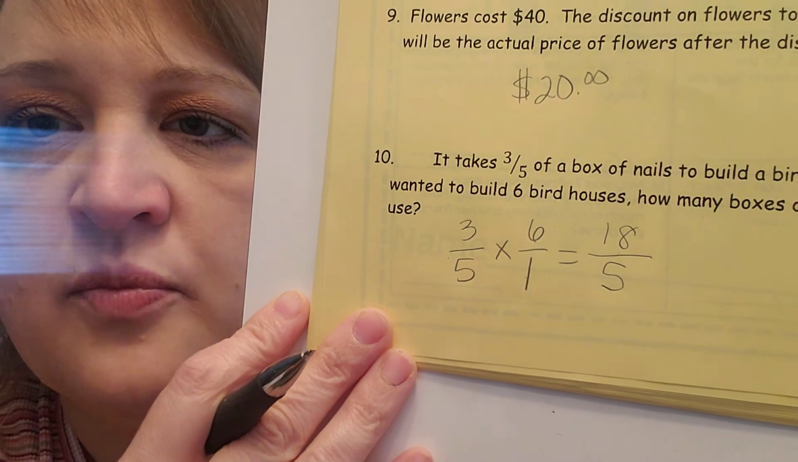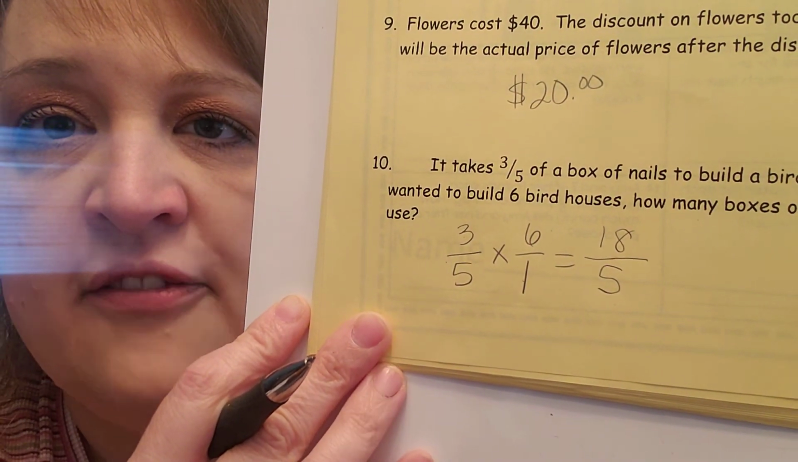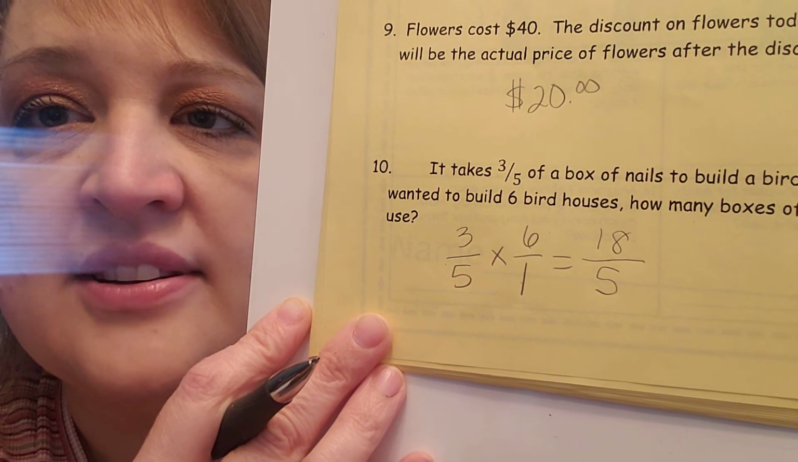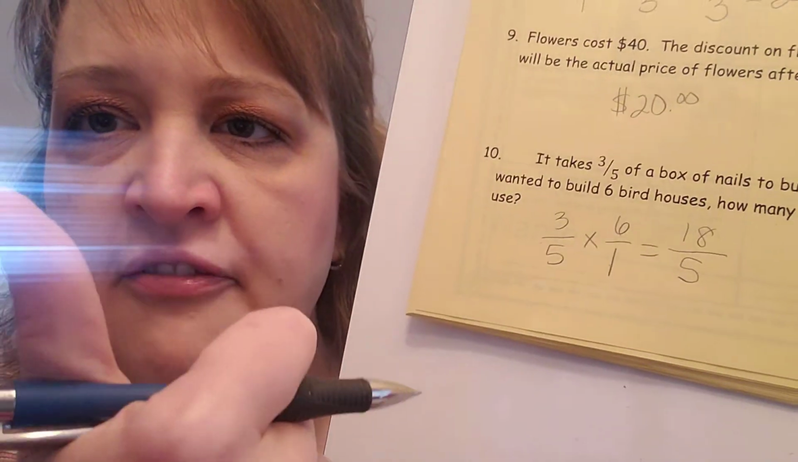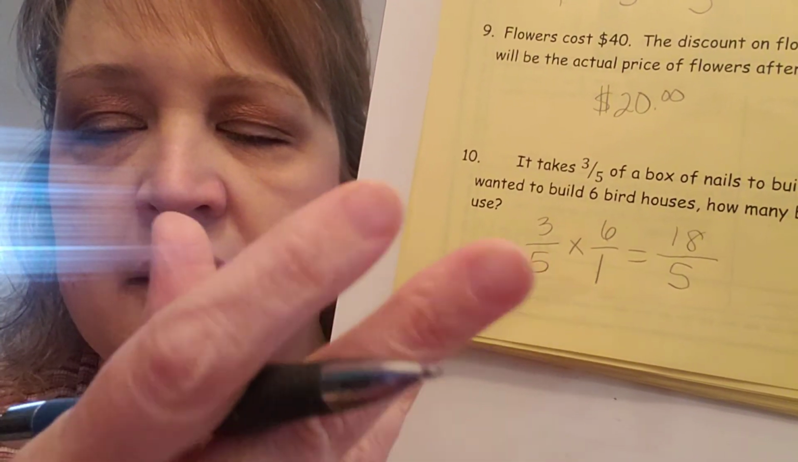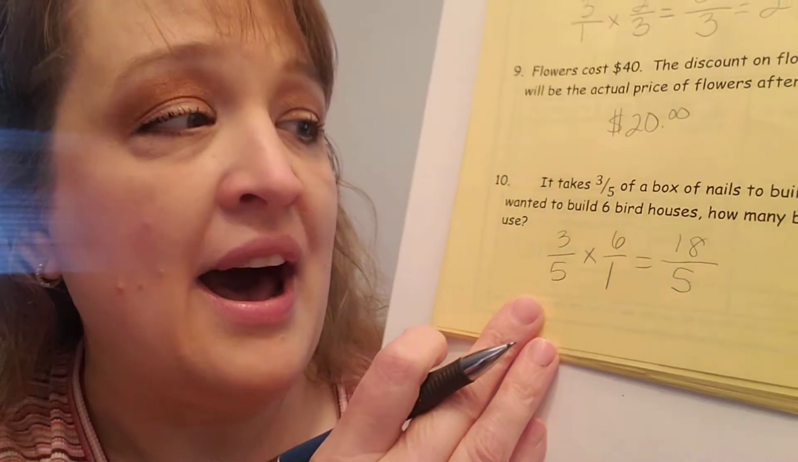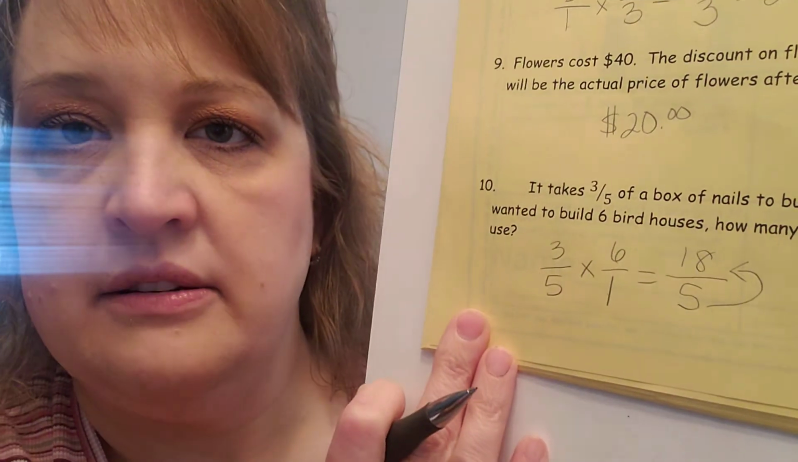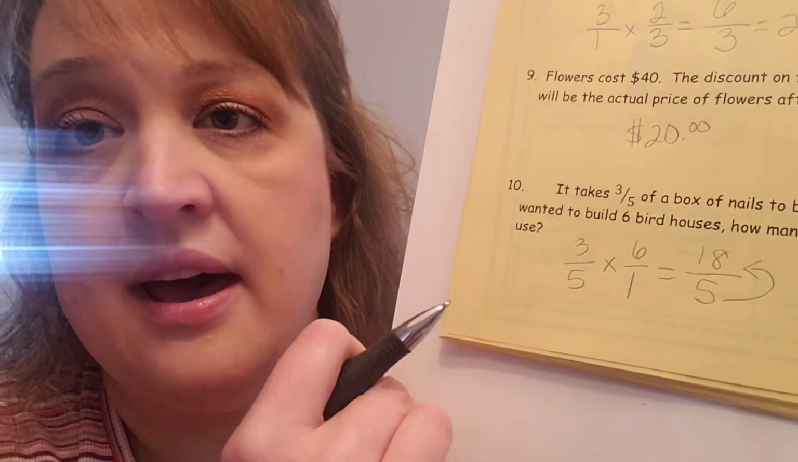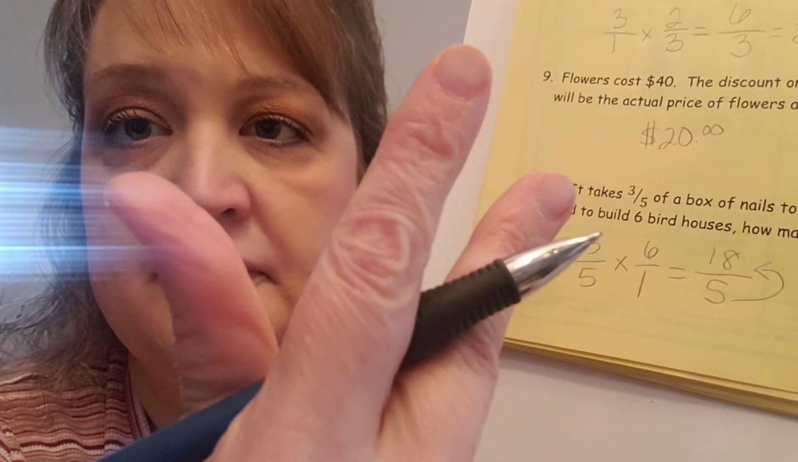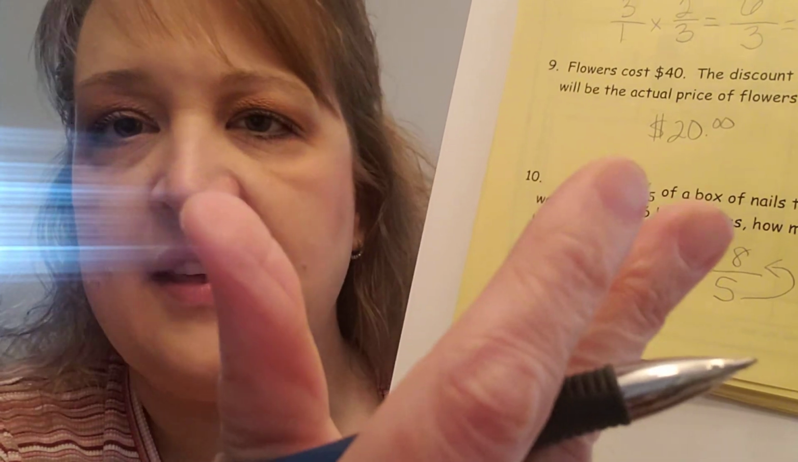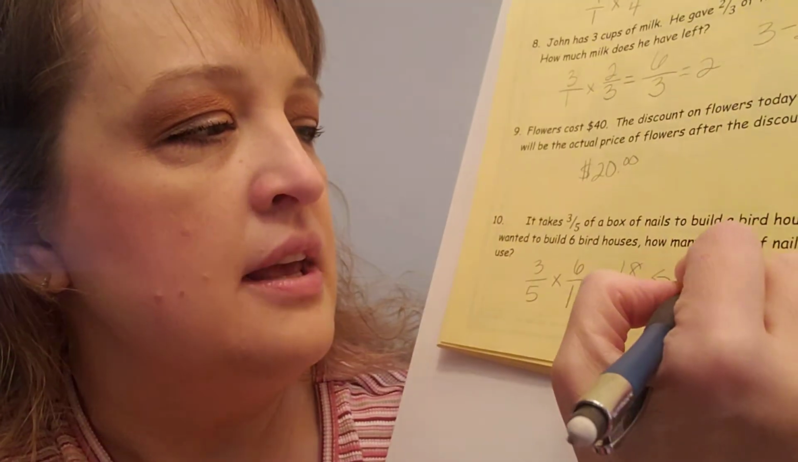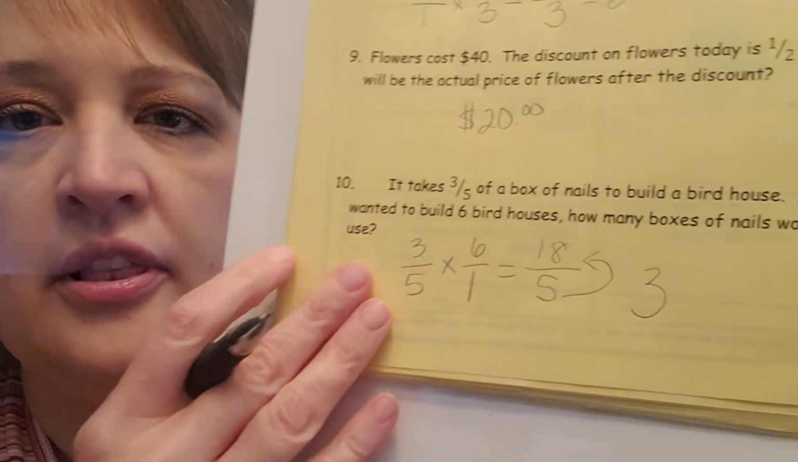Now, what's that question we ask ourselves? If I count by 5s, will I land on 18? 5, 10, 15, 20. No. So I have to see now how many 5s are in 18. Okay, so I'm going to count. 5, 10, 15. If I go to 20, that's too many, so I've counted 3. So I'm going to put a large 3.